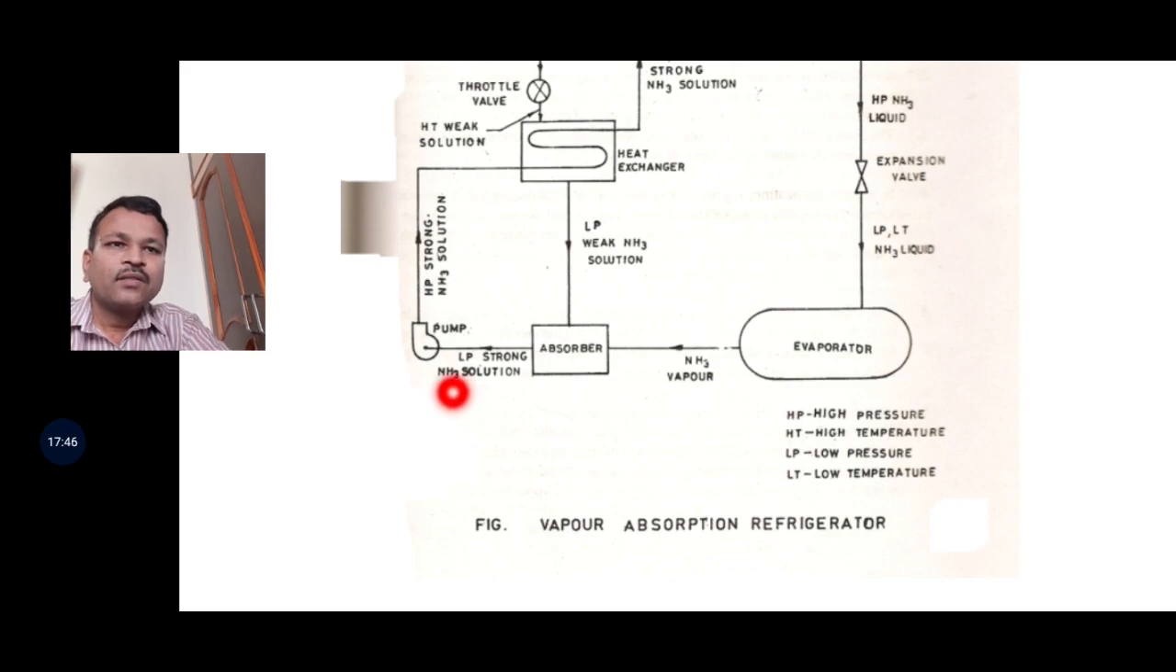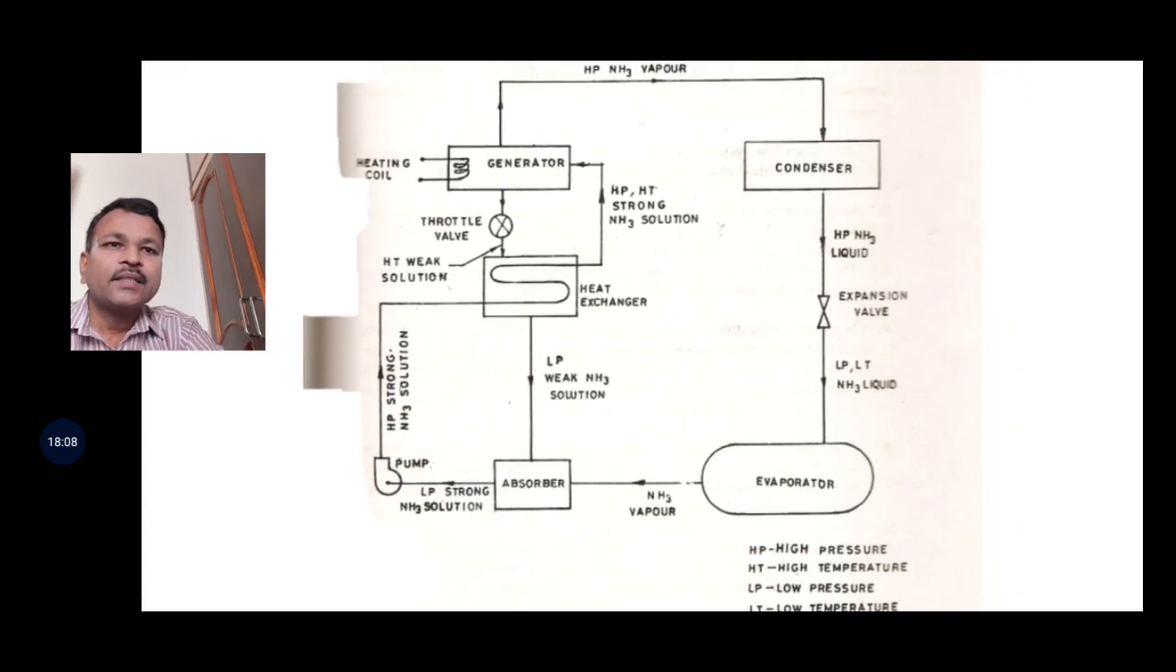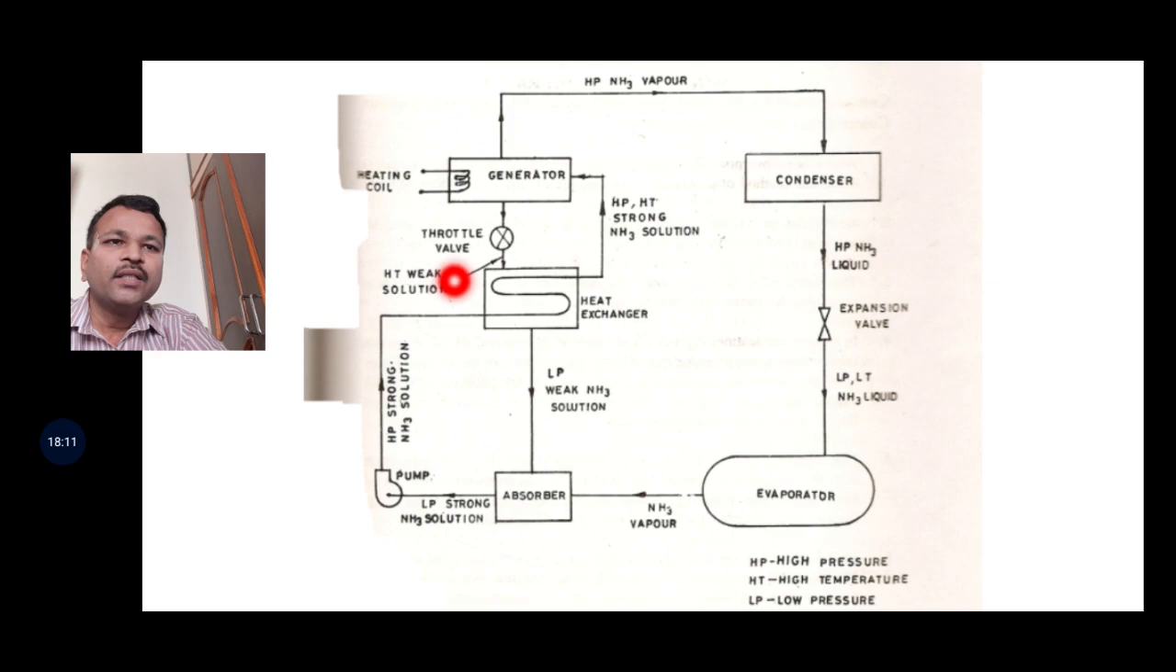This low pressure we have to convert into high pressure, and for that only we are using the pump. The pump converts low pressure into high pressure. So when it comes out from the pump, it will be a high pressure strong ammonia solution. Next, this high pressure strong ammonia solution goes to the generator via the heat exchanger.